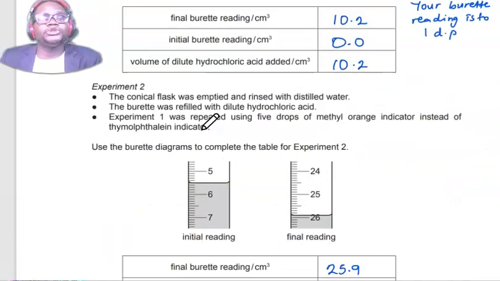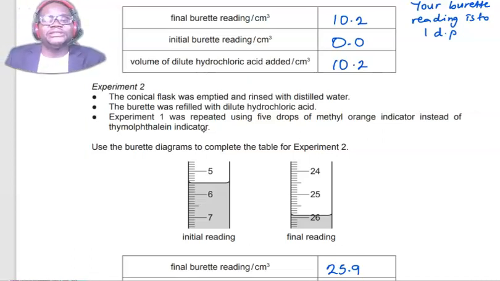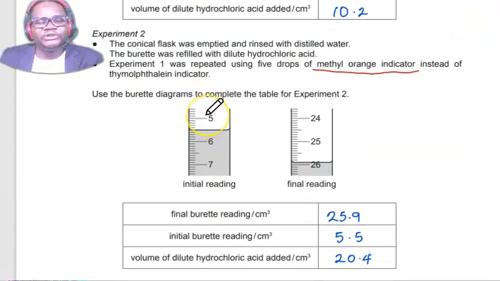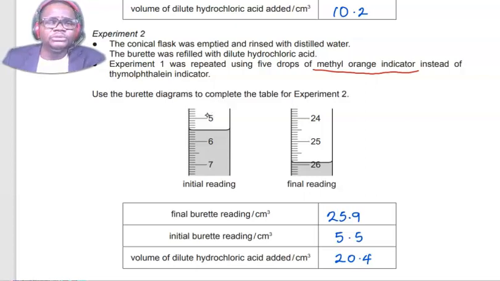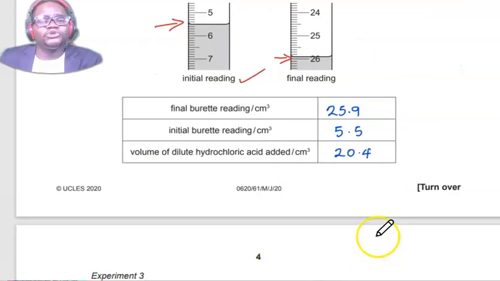Now, experiment 2 was also performed following the same procedure, except for the fact that a different indicator was used, which is methyl orange indicator instead of phenolphthalein, but the same procedure was performed, and I find out that a different result was measured. So here, the initial burette reading, you can take your reading here, 5.5. Final burette reading was taken here, 25.9. Find the difference between the 2 of them, you have 20.4.